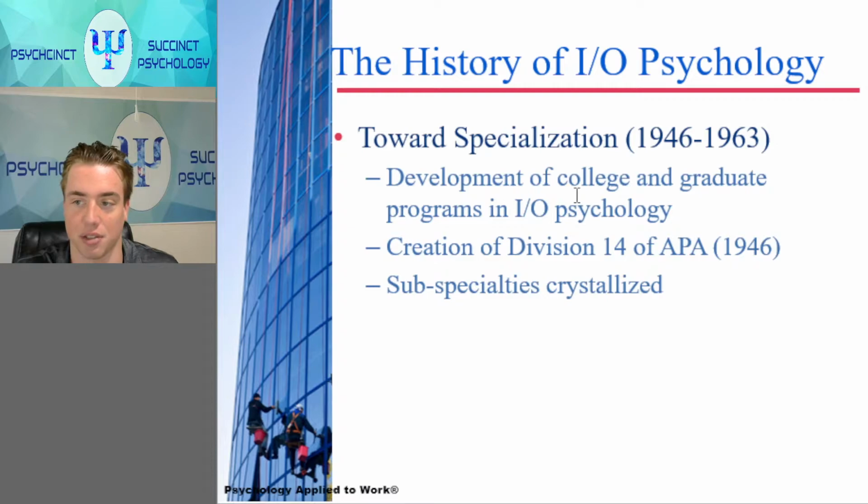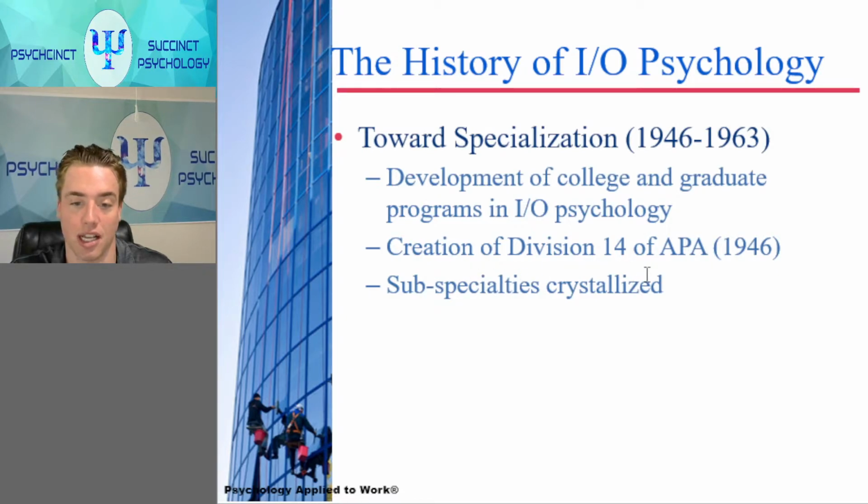And then we have biopsychology moving towards specialization, 1946 to 1963. You saw the development of college and graduate programs in biopsychology, and also the creation of Division 14 of the APA in 1946. Division 14 was the Society for Industrial and Organizational Psychology.